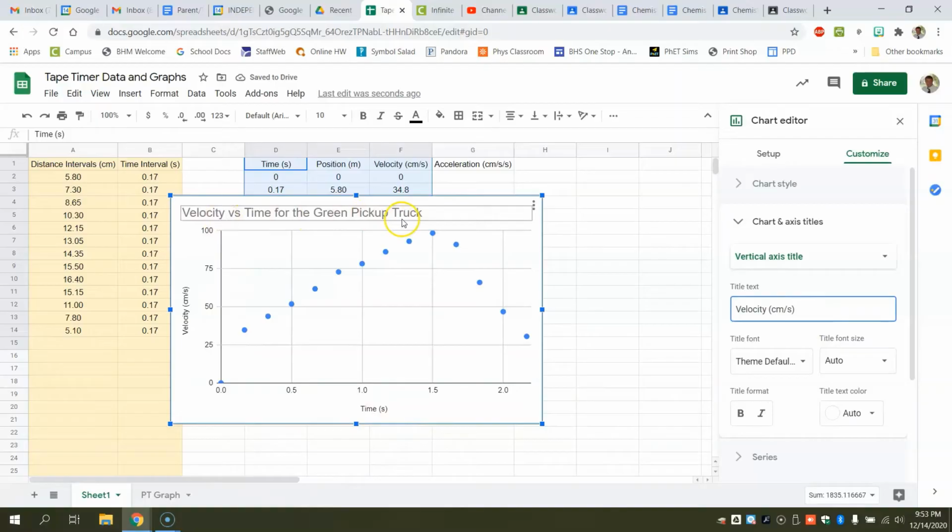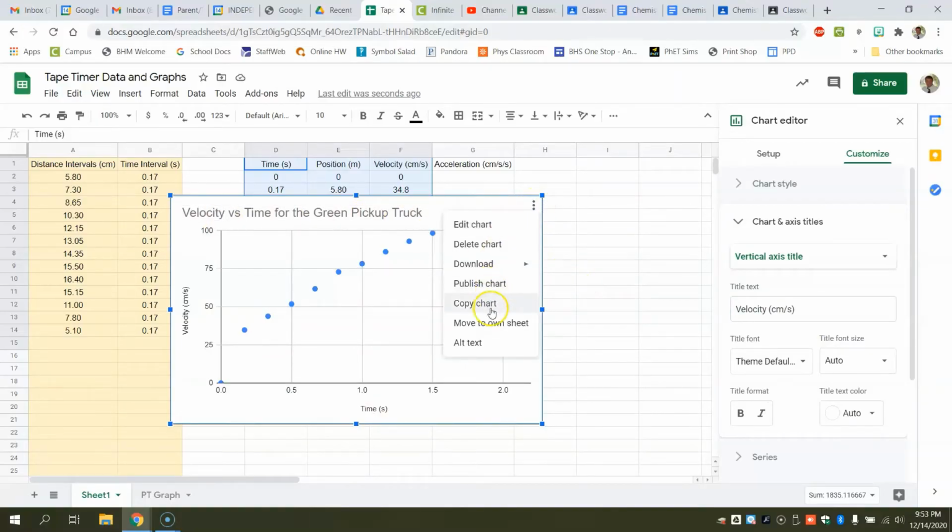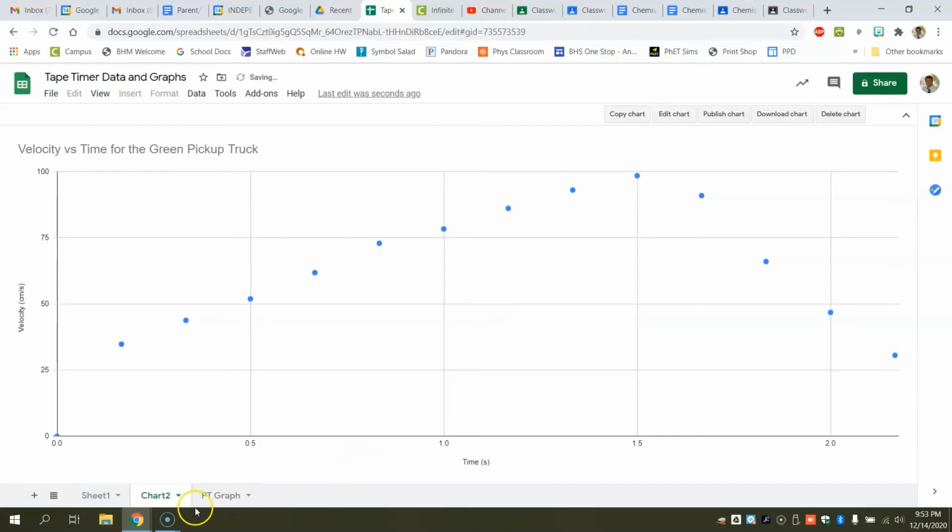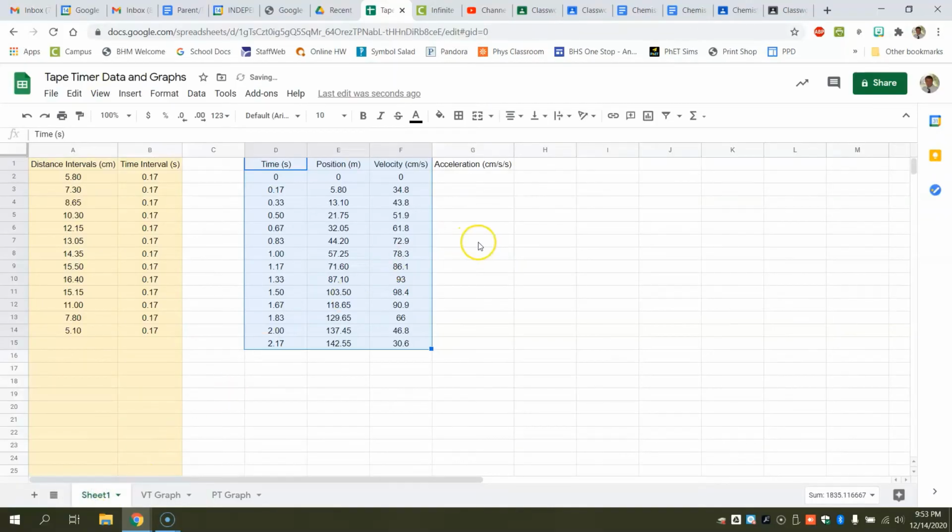We have our title all good. Now we're ready to be done with this, and we can go ahead and move it to its own sheet, and then change that title to be the VT graph. And now we can move on to our last column, which is our acceleration.